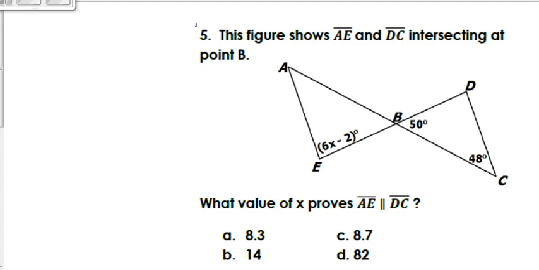All right, so we also did a problem like this earlier. So please pause the video and see if you get the same answer that I do.